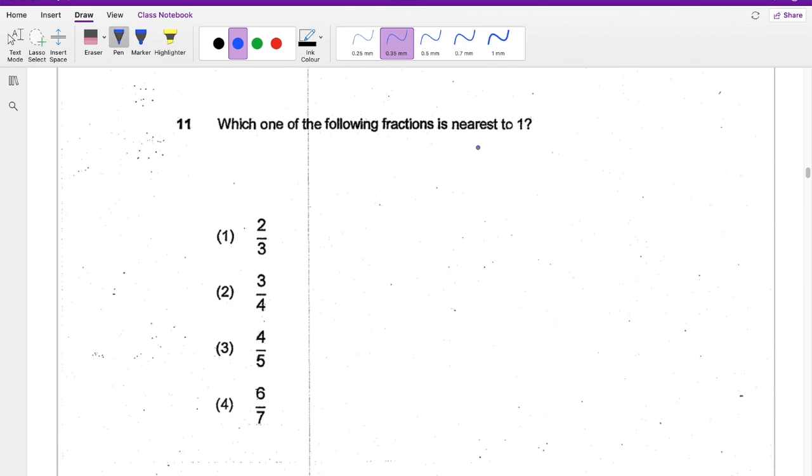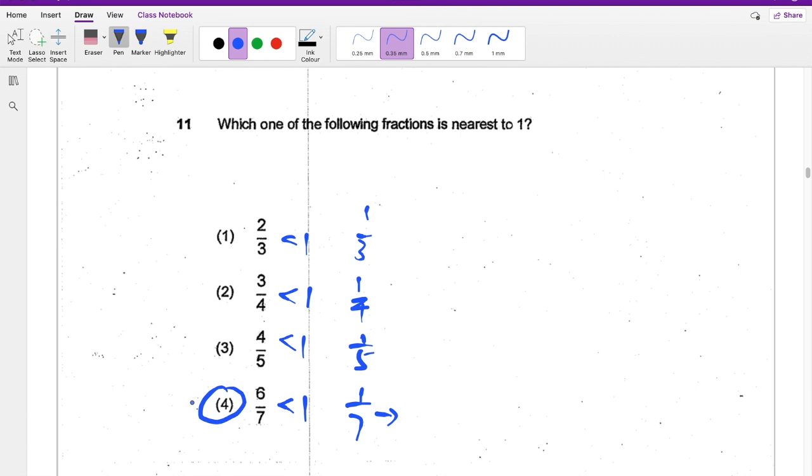Question 11. Which one of the following fractions is nearest to 1? Okay, we see it first. For each one of them, right, we see the numerator is smaller than the denominator. So all are smaller than 1, right? And for 2/3, right, the difference with 1 is 1/3. Then the differences are 1/4, 1/5, 1/7. So this one, right, has the smallest difference with 1. So this is the nearest. Alright?